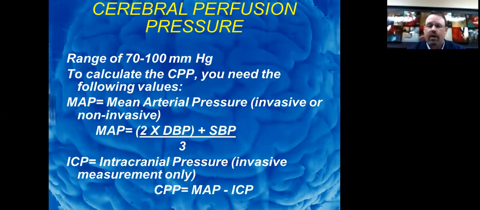Cerebral perfusion range is usually 70 to 100 millimeters of mercury. To calculate the CPP, you need the following values. Obviously, you need the mean arterial pressure, which is 2 times the diastolic pressure plus the systolic pressure, divided by 3. And then you have to have the ICP, and the only way to really get this is through invasive measurement. So your cerebral perfusion pressure equals your MAP minus your ICP, okay? And we want that range between 70 and 100 millimeters of mercury.